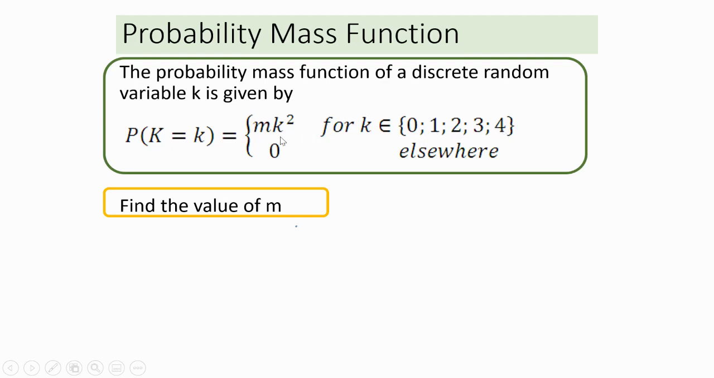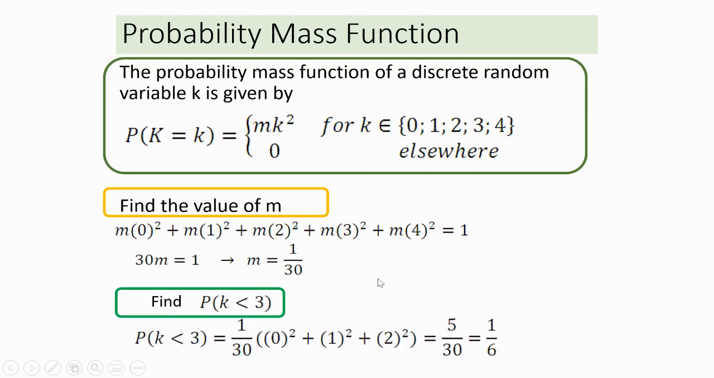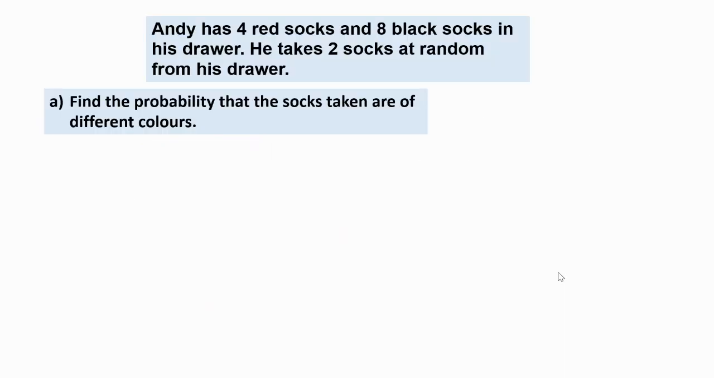So if we're asked to find the value of m, we can substitute all these values in for k, but we can make an equation by making it equal to 1, and that way we can solve for m. So m comes out to be 1 over 30, and we can actually answer any questions. So they could ask you, let's say, find the probability that k is less than 3, which would be 0, 1, or 2. So I would now go 0 or 1 or 2, and I would get the probability of that happening.